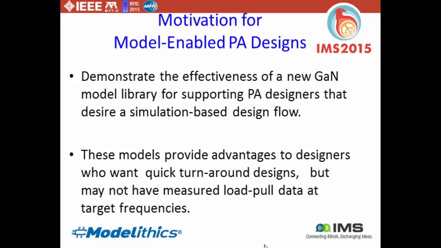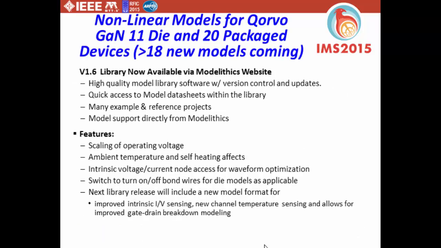The models provide advantages to designers who want quick turnaround designs but may not have measured load pull data at their target frequencies. The library currently represents 11 die and 20 package devices with at least 18 more models in the works. Currently, version 1.6 of the library is now available on the Modelithics website.